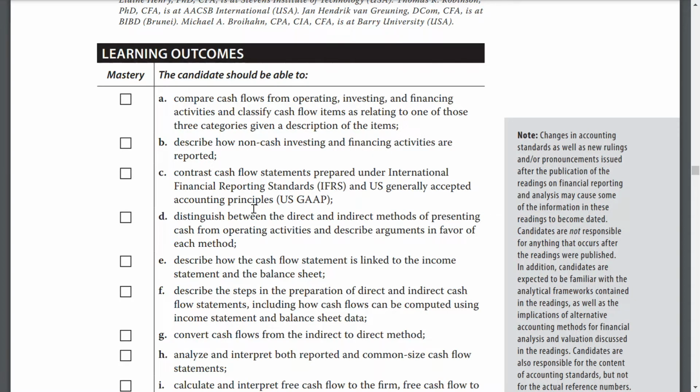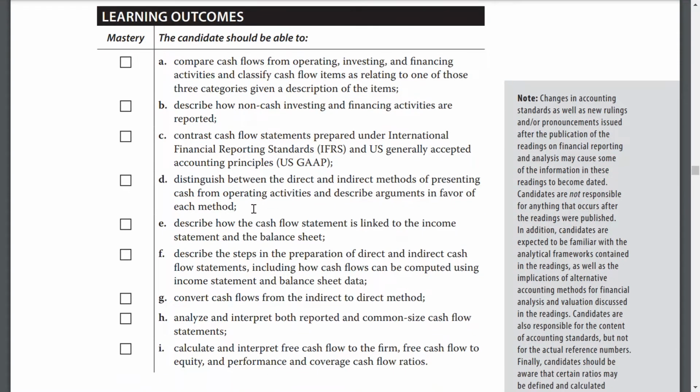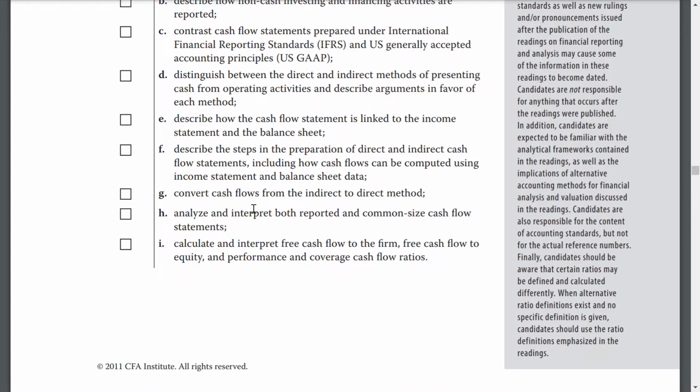Contrast cash flow statements prepared under International Financial Reporting Standards, IFRS, and U.S. Generally Accepted Accounting Principles, US GAAP. Distinguish between direct and indirect methods of presenting cash from operating activities and describe arguments in favor of each method. Describe how the cash flow statement is linked to the income statement and the balance sheet.